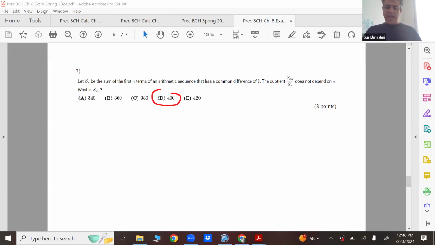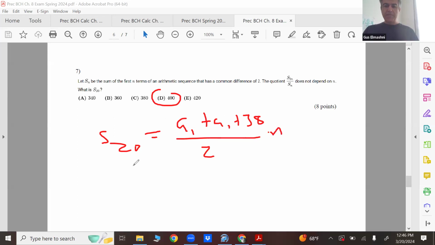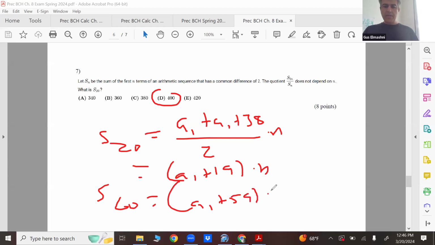The answer is D. That one's kind of tricky too. S20. If you calculate S20, you'll get this. Remember, the 20th term is 38 more than the first term. Divide by 2 times n. If you clean it up, you should get A1 plus 19 times n. S60, if you clean that up as well, you get A1. So you've got to figure out what A1 is. Well, hold on. So the n's cancel. The n's cancel when you divide those two, right?